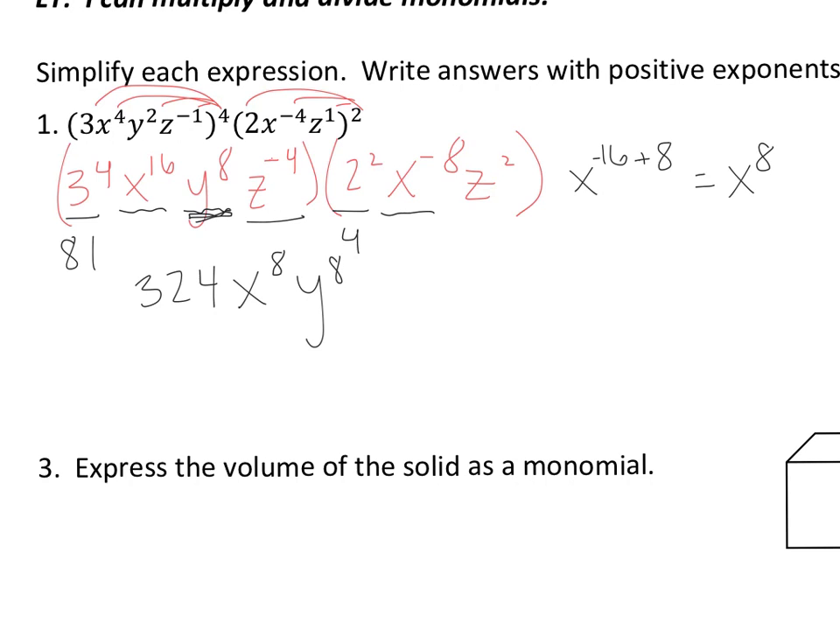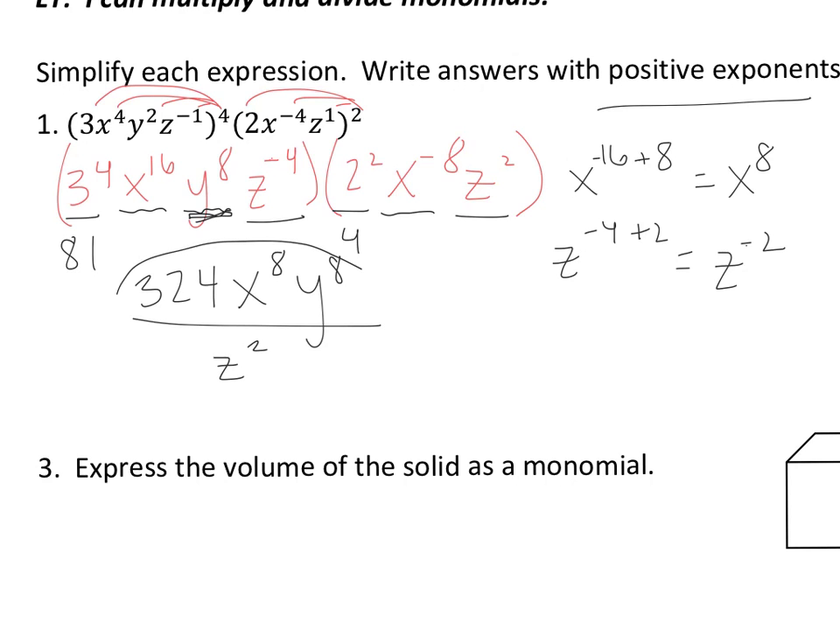And then I have z to the negative 4th and z to the 2nd. So if I combine those, I have z to the negative 4th plus 2, which is z to the negative 2nd, but I can't leave that in my numerator because I need only positive exponents, as the directions said, so I need to move that to the denominator, and then it becomes positive. So my final answer is 324, x to the 8th, y to the 8th, z squared.